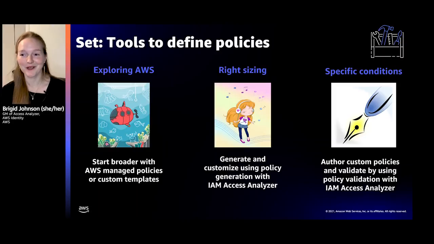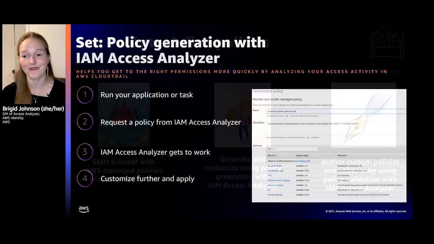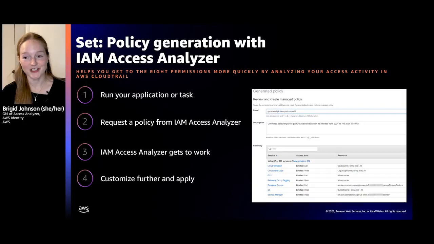All right, so let's talk about policy generation. This is the high-level workflow. You run your application or task, you request a policy from Access Analyzer. Access Analyzer goes and does the work, looks at your CloudTrail activity, and then you get to customize further and apply it. Fun fact, when I was doing my demo for this, I was like, all right, I'll try it once and then I'll do the recording. And I went through it and I was like, wow, that was super easy. And I wish I had recorded it the first time because it worked like a charm.